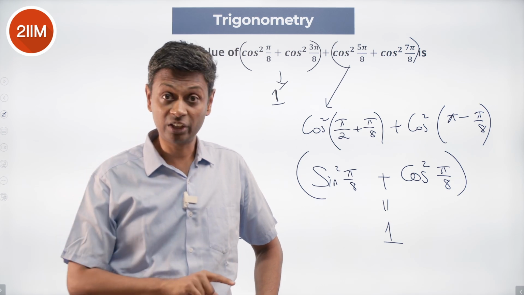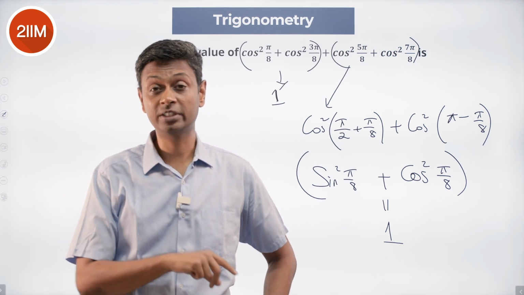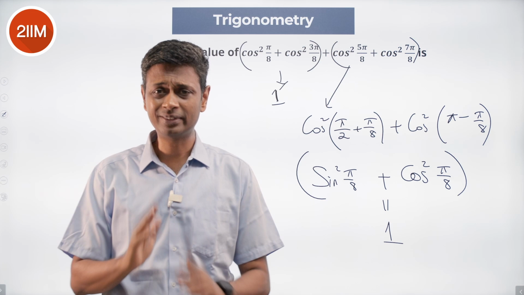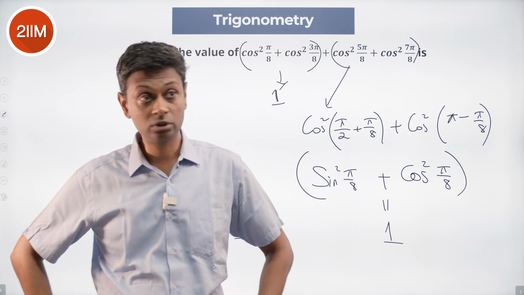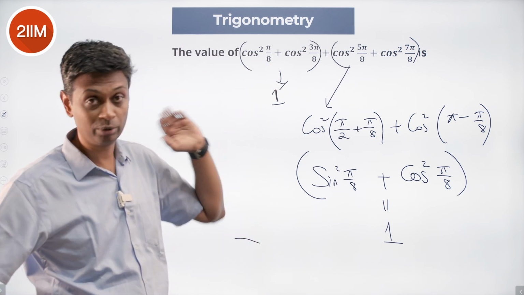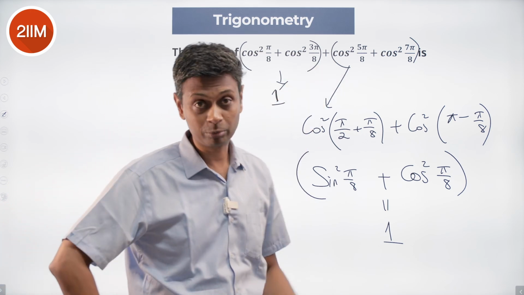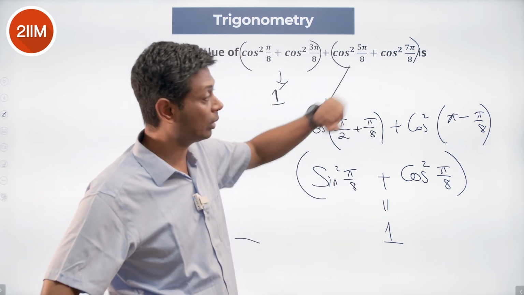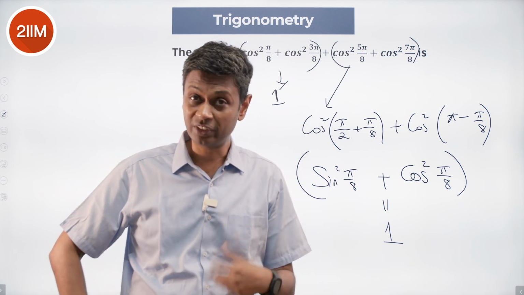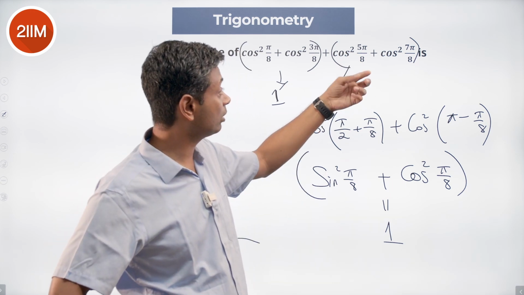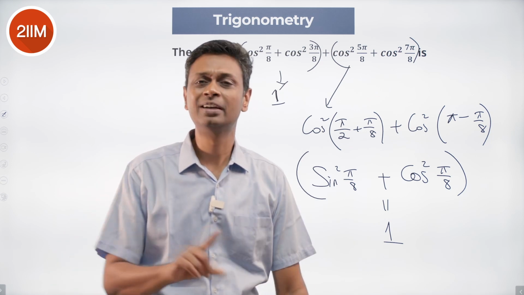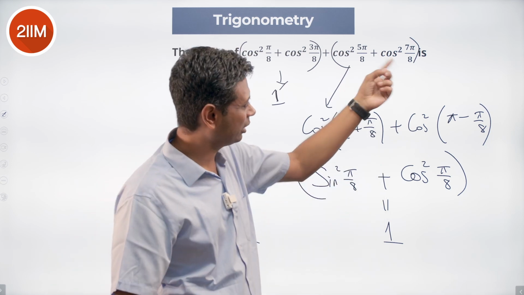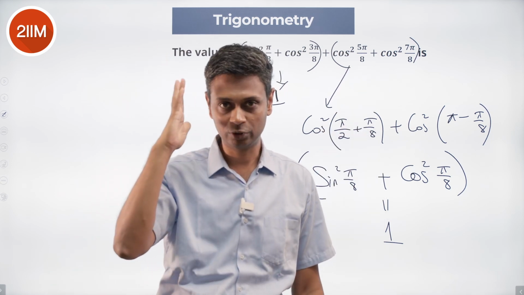Coming back to sin square theta plus cos square theta is 1. And we know that sin theta is cos of 90 minus theta. Cos theta is sin of 90 minus theta. If some two angles add up to 90, you're through. The first two, as it turns out, add up to 90. Brilliant. The next two don't add up to 90. This is 5 pi by 8 plus 7 pi by 8. It is 12 pi by 8, 3 pi by 2, which adds up to 270. We can think of it as cos square theta plus cos square of 270 minus theta, which is sin square theta. Cos square theta plus sin square theta, again 1.